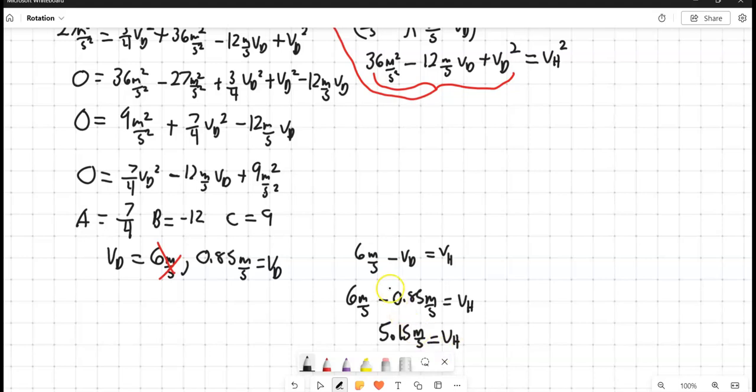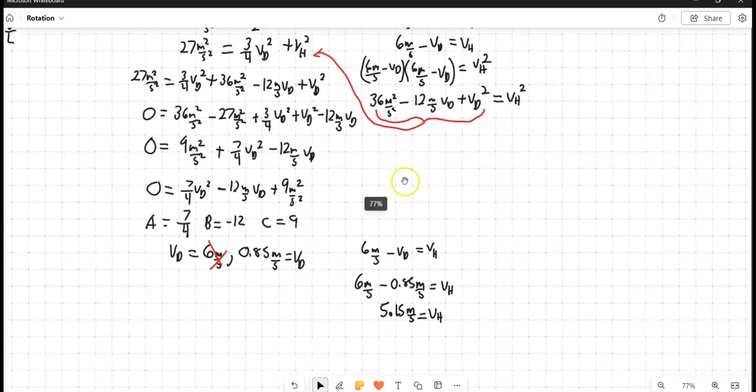So that disc is going to roll initially at 6 meters per second. It's going to hit that stationary hoop, and then that disc is going to keep rolling forward at 0.85 meters per second, and the hoop is going to take off moving forward at 5.15 meters per second. And that is the entire problem here.